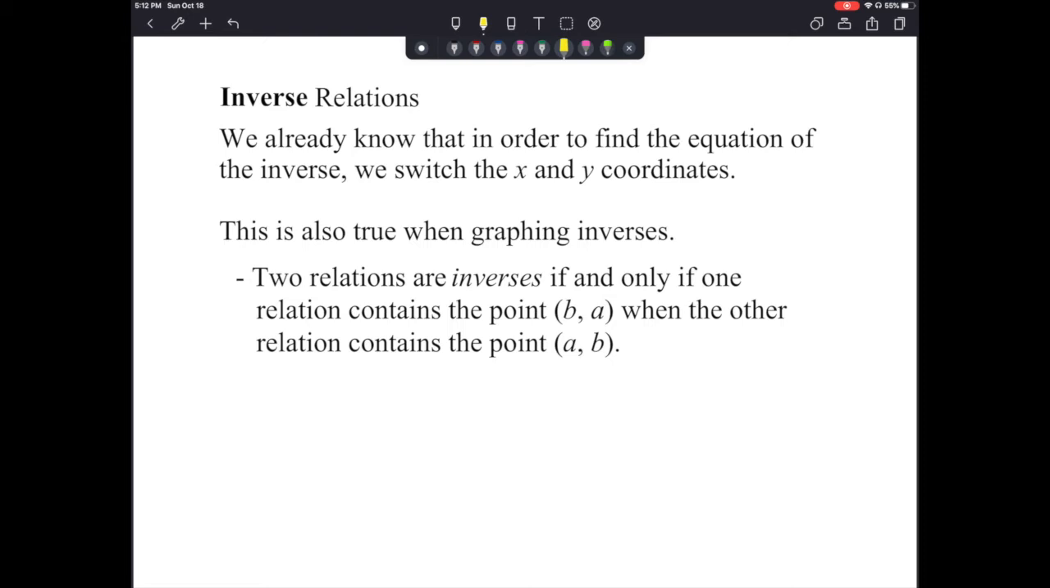Next slide talks about inverse relations. We already know that in order to find the equation of the inverse, we switch the x and the y coordinates. This is also true when graphing inverses. Two relations are inverses if and only if one relation contains the point (b, a) while the other contains the point (a, b). So in other words, the x's and the y's are flip-flopping places between the two.